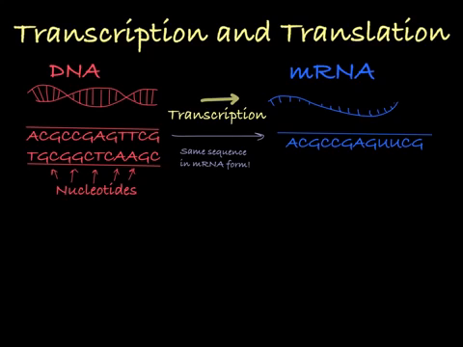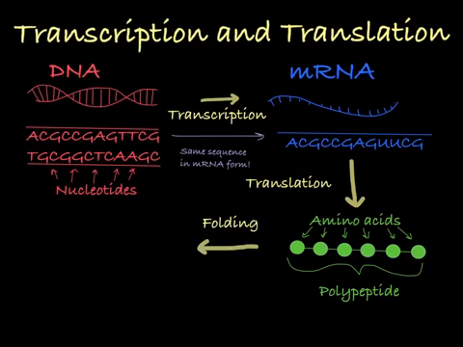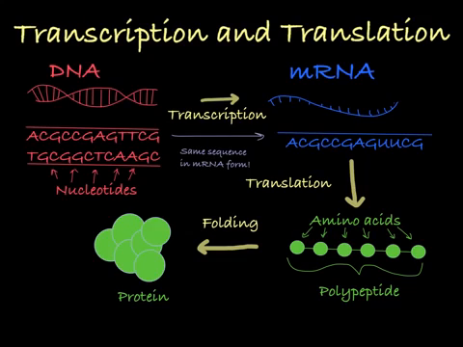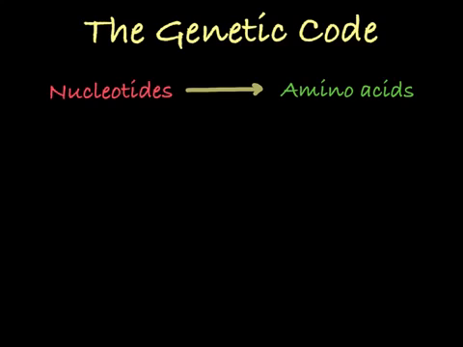In the process of translation, machinery, including a ribosome and tRNA molecules, read the mRNA molecule and translate the nucleotide language into a sequence of amino acids linked together to form a polypeptide. Once constructed, the polypeptide will fold into a protein. So how do we go from instructions that are a sequence of nucleotides into a chain of amino acids that will eventually fold into a protein?